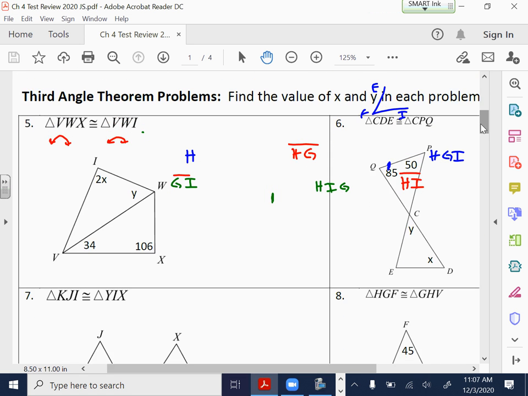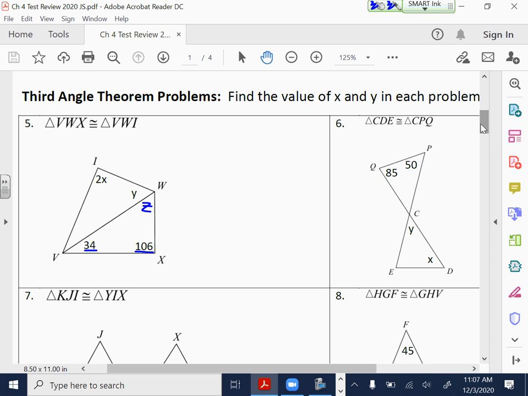Then we went on to the third angle theorem. Now remember, the third angle theorem simply says that all 3 angles inside of a triangle have to add up to be 180 degrees. Now there are several different ways you can do these problems, and there's some shortcuts. There's not a lot of shortcuts, but there's a couple different ways you can approach these. I like to just find out what all the angles are if I can in one triangle. So this one has 34, 106. And then I say this other angle is Z because we already have an X and Y. And I solve for that one first.